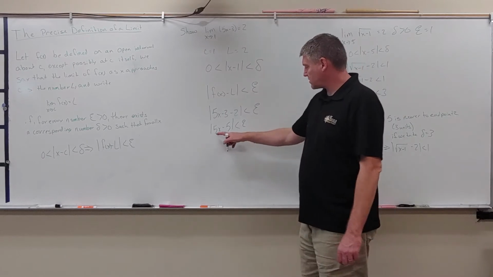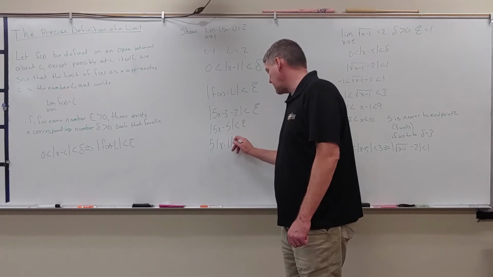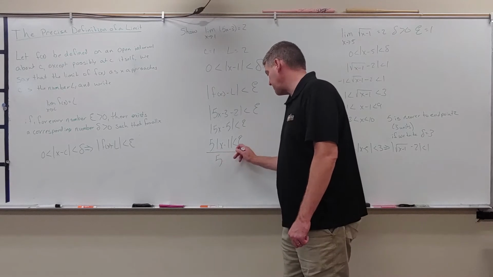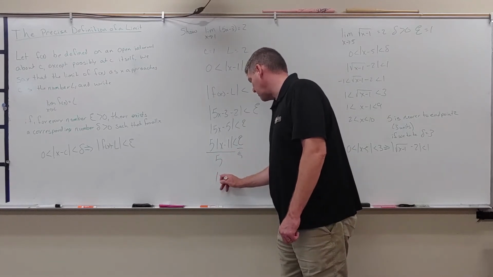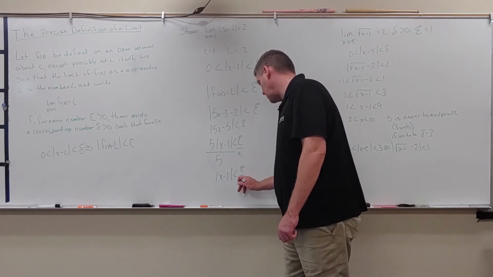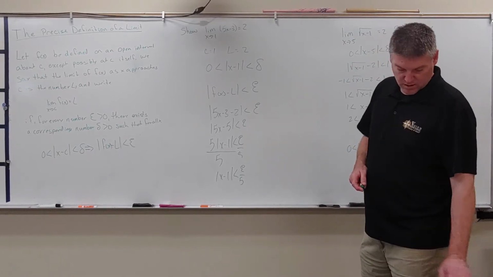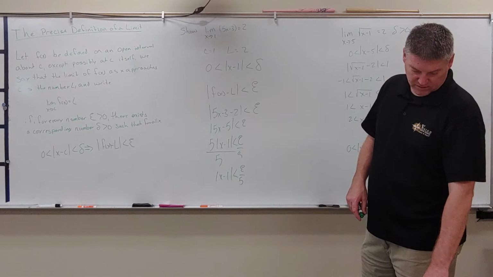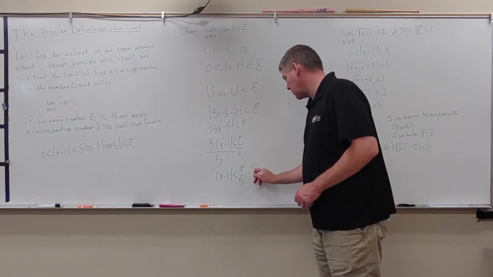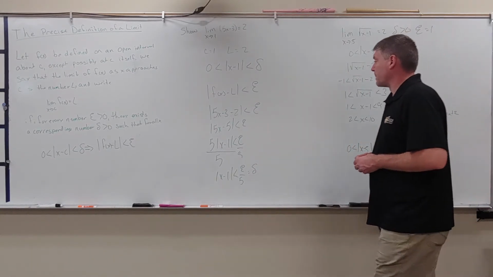Okay? So notice this is 5x minus 5. So I can factor out a positive 5 here. 5 times the absolute value of x minus 1 is less than epsilon. Now I can divide by 5. And I get the absolute value of x minus 1 is less than epsilon over 5. And that's going to show me what delta is going to be. Okay? So this is going to equal delta.